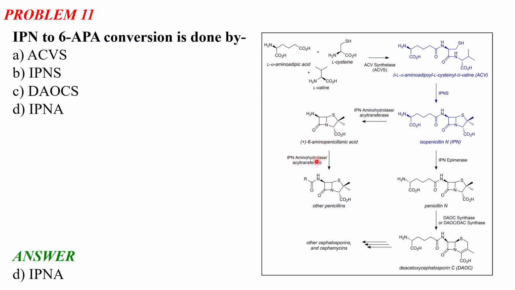Then we have this IPNA again, where the 6-APA is converted to other penicillins, and IPN epimerase is the enzyme which converts IPN to penicillin N. Then it is converted to deacetoxycephalosporin C or DAOC by using the enzyme DAOC synthetase, DAOCS. Then this DAOC converts to other cephalosporins and cephamycins. So this is the full synthesis of IPN, 6-APA, penicillins and cephalosporins from the starting amino acids, which are L-alpha-aminoadipic acid, L-cysteine and L-valine.